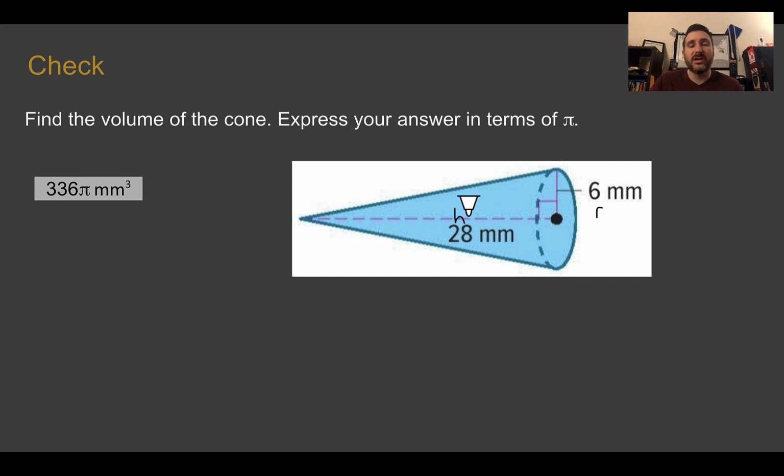We still have to multiply by 1/3 or divide by 3. So 1,008 divided by 3 is your 336. And then we just attach our pi.